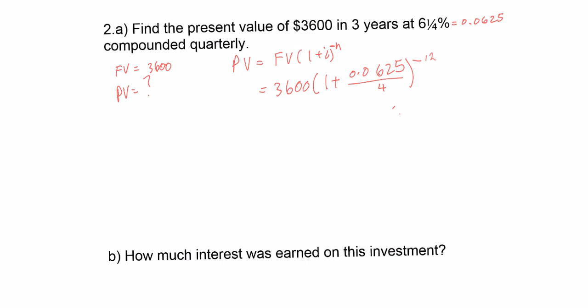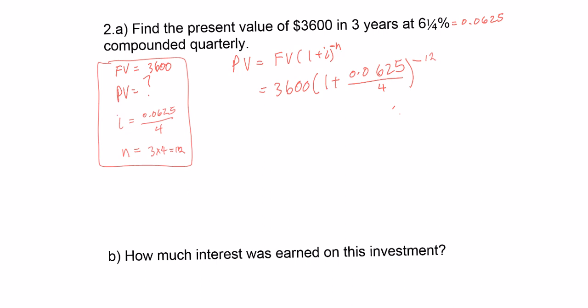Now, if you wanted to, you could write i is equal to 0.0625 divided by 4, and then you could write n is equal to 3 times 4. And that will always kind of get you what you're looking for. And you could do something like this for every problem. Do that first to set you up, and then substitute directly into your equation if you're forgetting. Remember, it's FV, PV, i, and n.